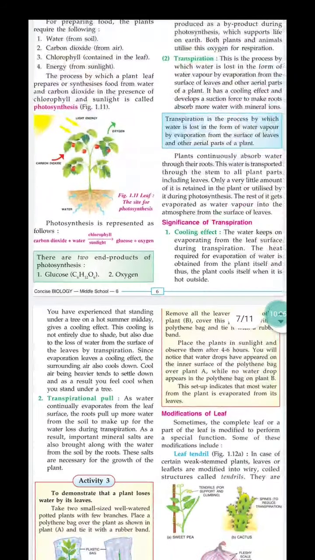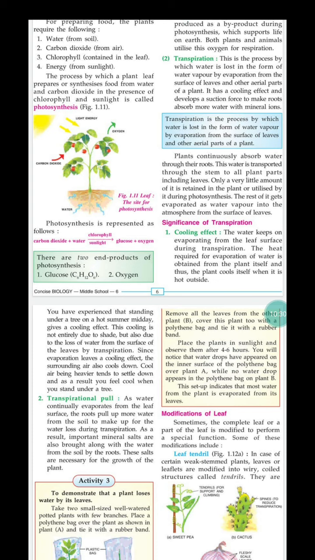Significance of transpiration. Significance means uses of transpiration. Transpiration is very useful in cooling the atmosphere. You might have learnt in your social studies that hilly forest areas have heavy rainfalls. Why do forest areas have heavy rainfall?